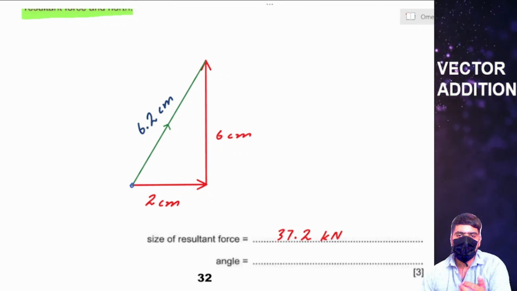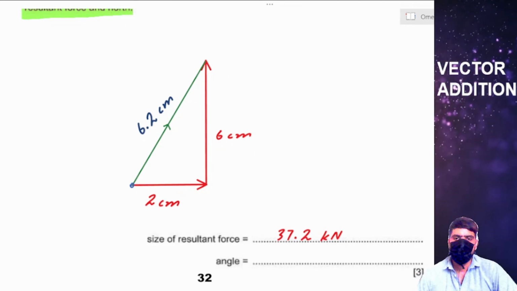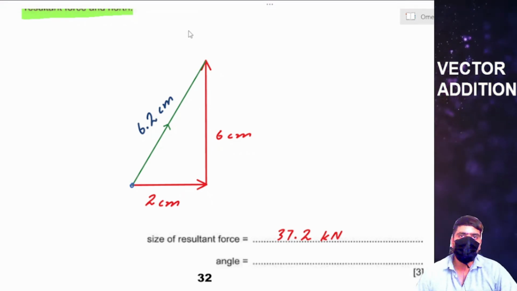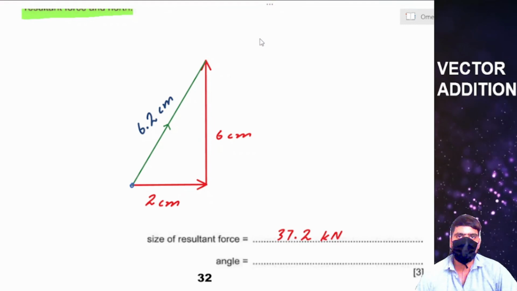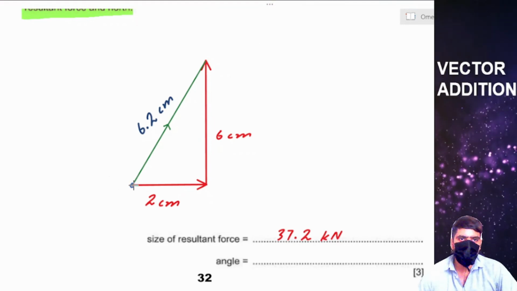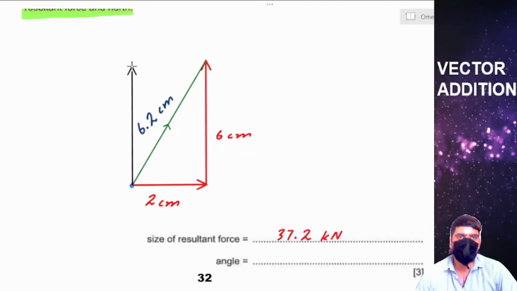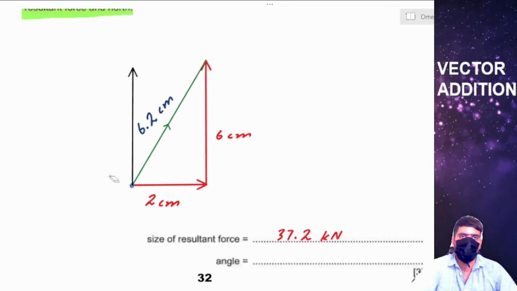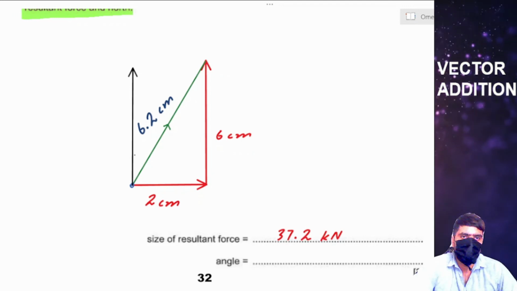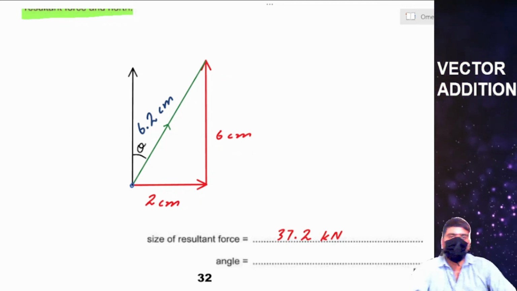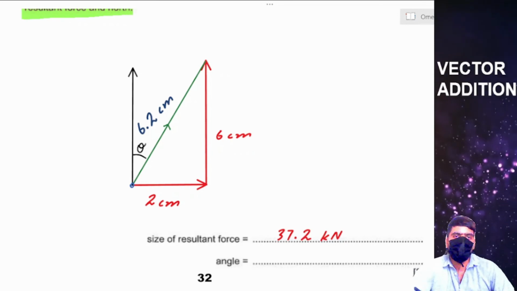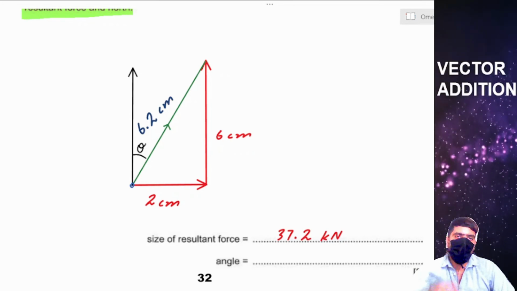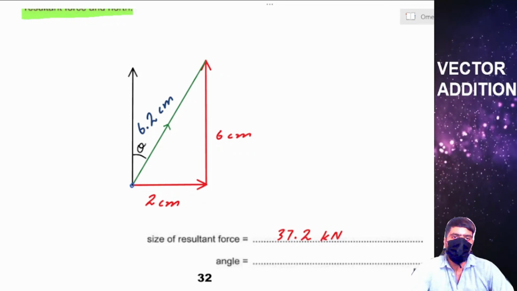So what I'm going to do is, I can draw the normal line here. Once again, let's say this one is representing the north. You can draw the north once again, and you can find this angle, which is the angle between the north and the resultant vector using the protractor.